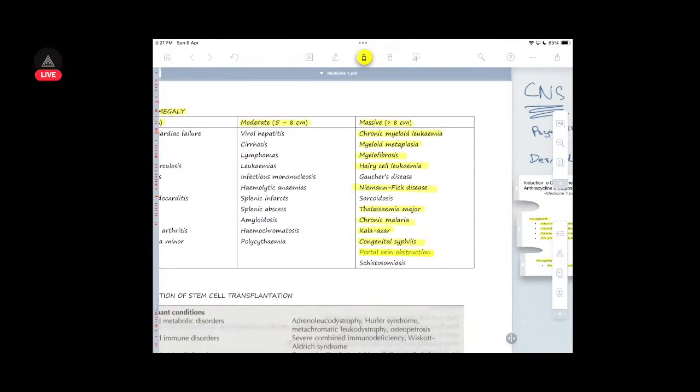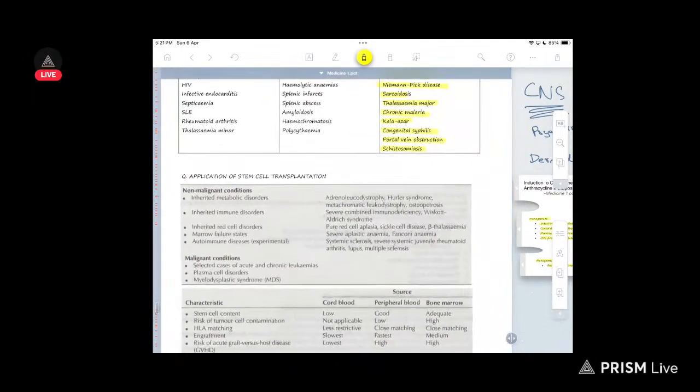Congenital syphilis, sarcoidosis, gastroschisis. Okay, that's all. You cannot really remember more than 6. 6 is more than that, that's all they'll ask.